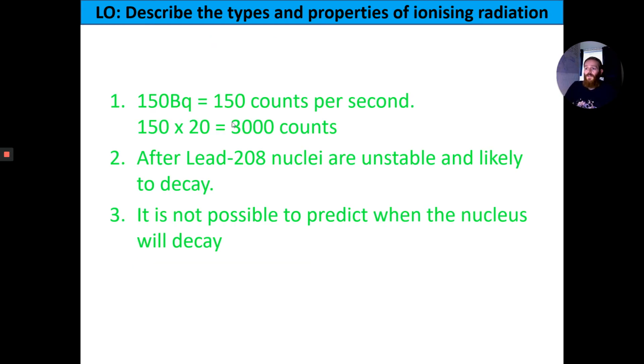So these are the answers. You should have got 150 multiplied by 20 gives you 3,000 counts. And then number 2, after lead-208, the nuclei are unstable and likely to decay, so they're going to be radioactive. And then number 3, it's not possible to predict when the nucleus will decay. So that is just the nature of being random. Like I say, there's unpredictability.